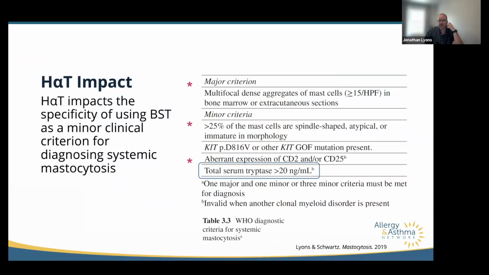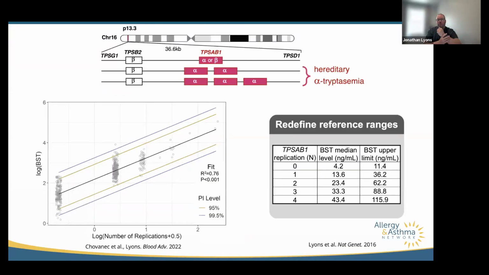Okay, so I mentioned that this tryptase of 20, while that's still the recommended guideline, the WHO now says that we're supposed to adjust it for this HAT thing. So what is this hereditary alpha-tryptasemia thing? Hereditary alpha-tryptasemia is a common genetic trait. It's present in just shy of 6% of the general population in the United States.